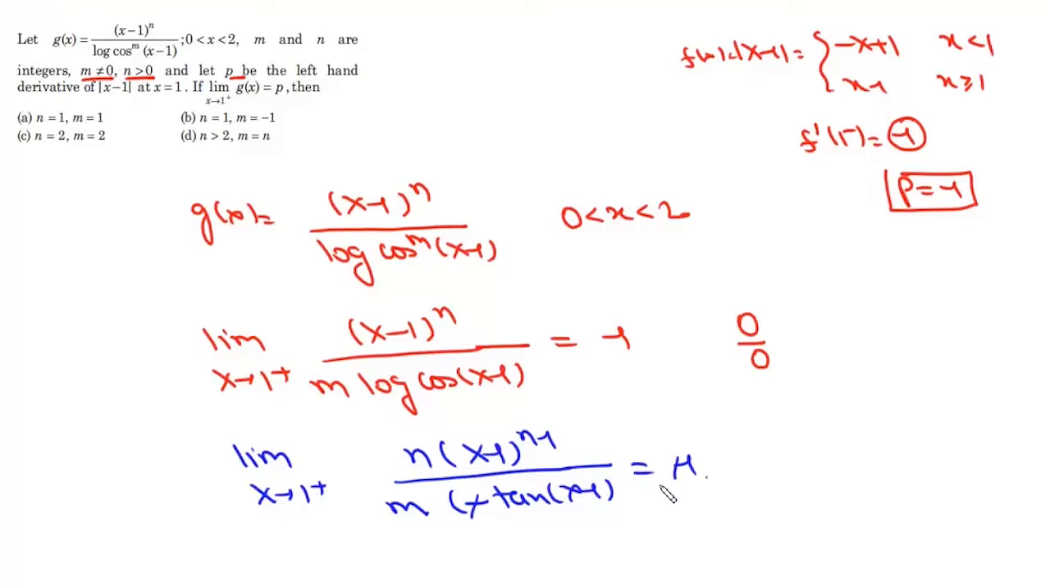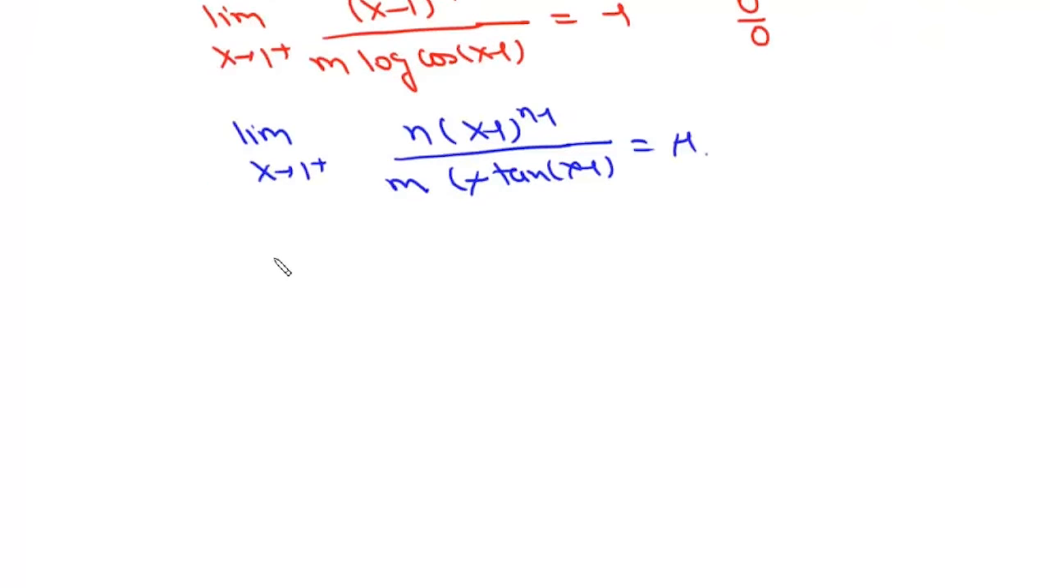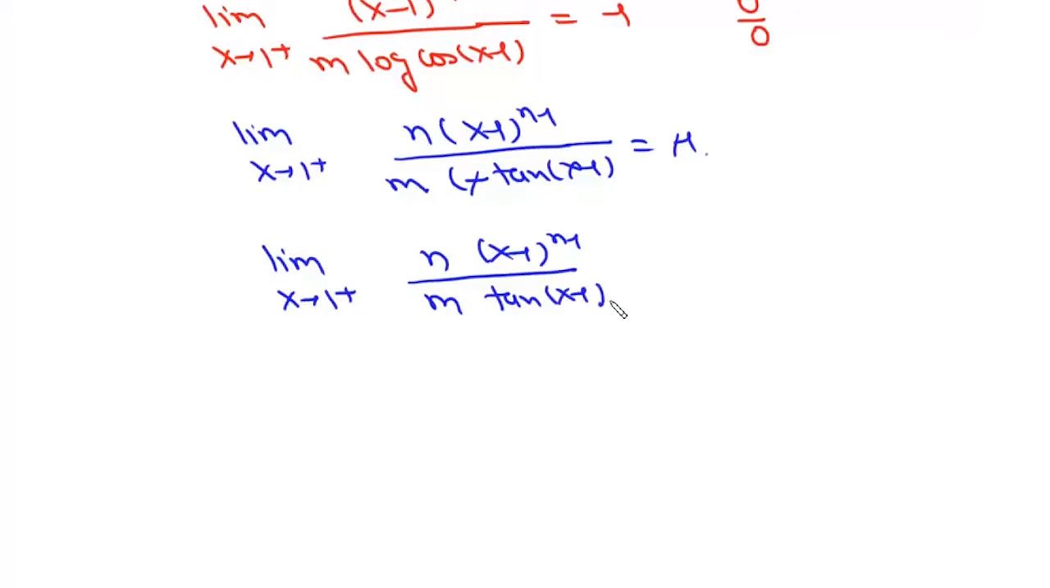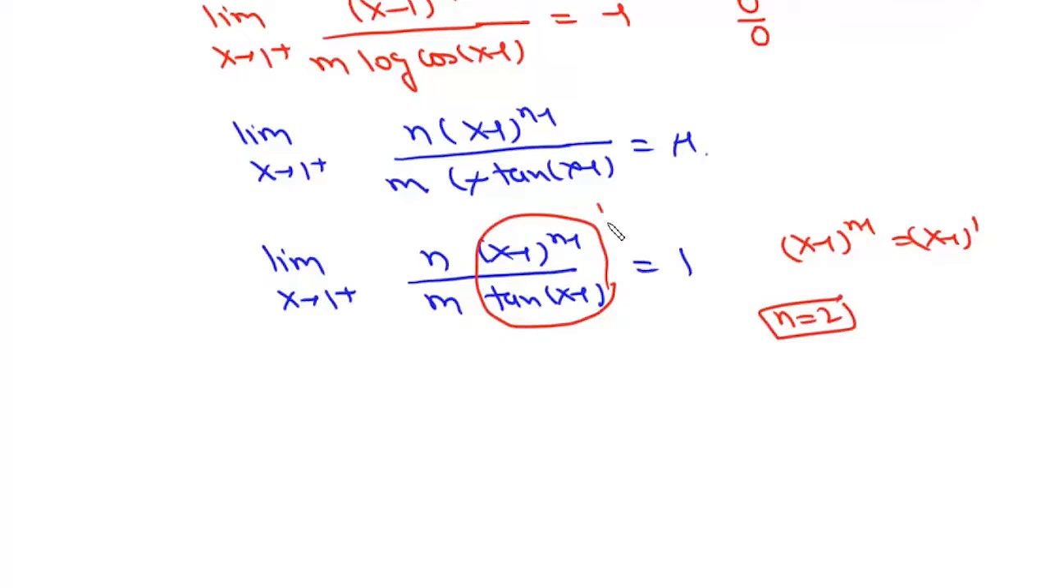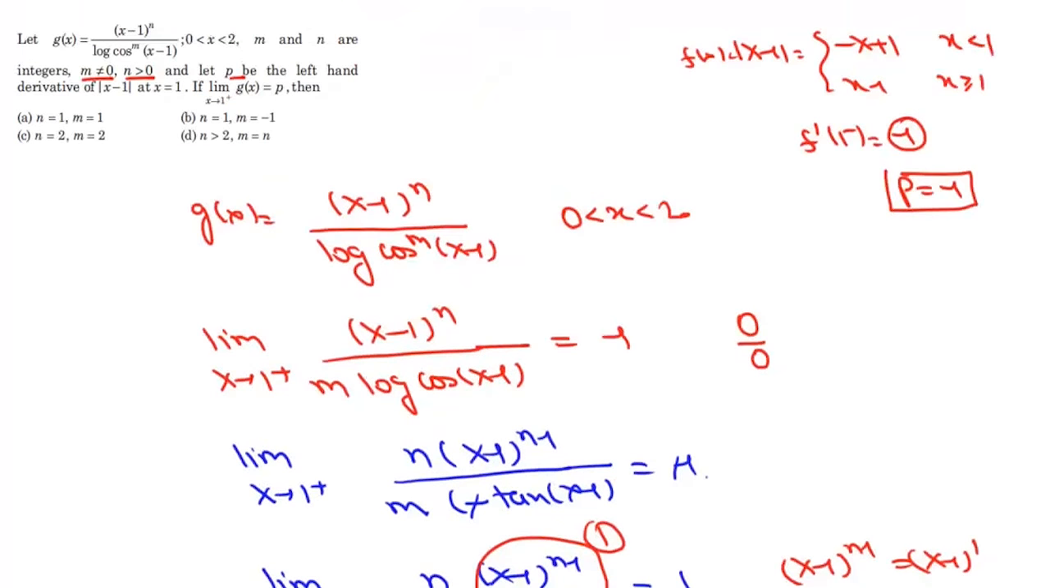Now this minus and minus will cancel. We can write this as limit x tends to 1 positive n (x minus 1) to the power n minus 1 upon m tan(x minus 1). Now this limit must be equal to 1. Now we know that tan x upon x is 1. That means this (x minus 1) to the power n minus 1 should actually be (x minus 1) to the power 1. So that means value of n is 2. If value of n is 2, this limit is 1. From here we get n equals m, and since n is 2, therefore m is also 2. So answer to this question is this option C, n equals 2, m equals 2.